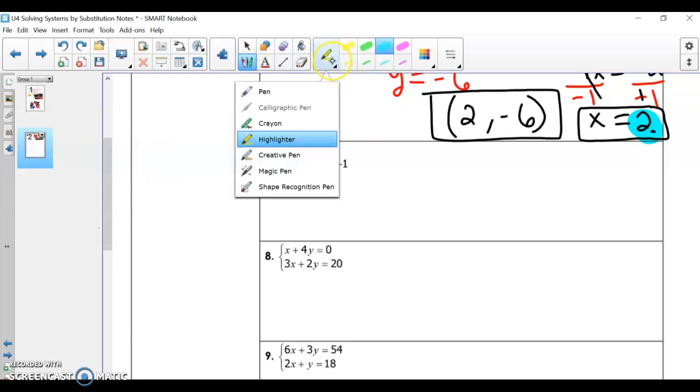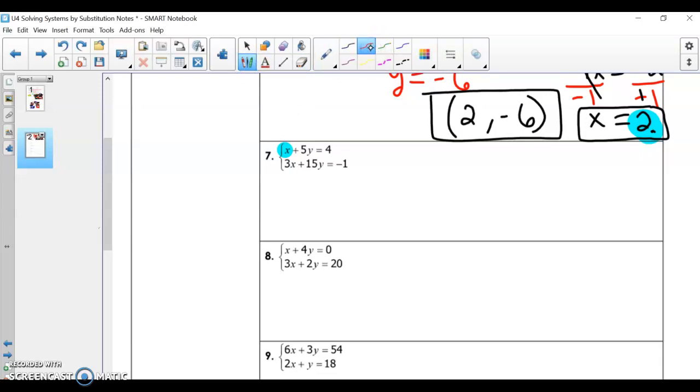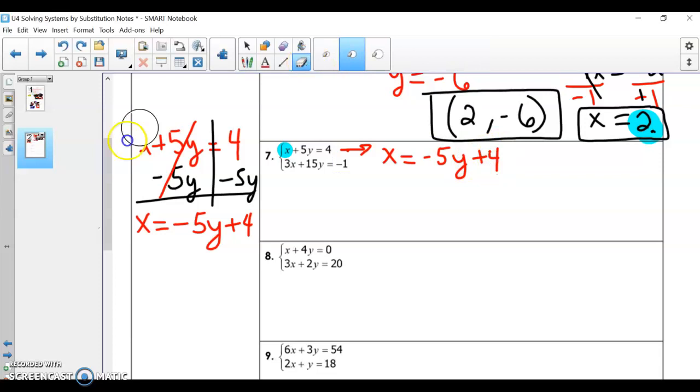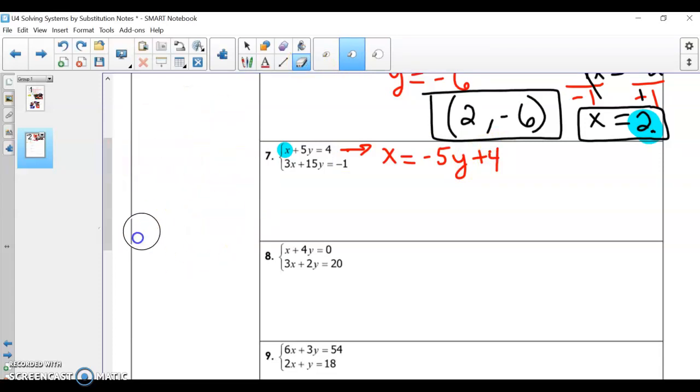Over here I have x plus 5y equals 4. In order to get this x by itself, I'm going to subtract the 5y from both sides. That leaves me with x equals, these cancel, -5y plus 4. So I converted this one to x equals -5y plus 4. I'm going to erase this so there's not too much on the page to confuse you.